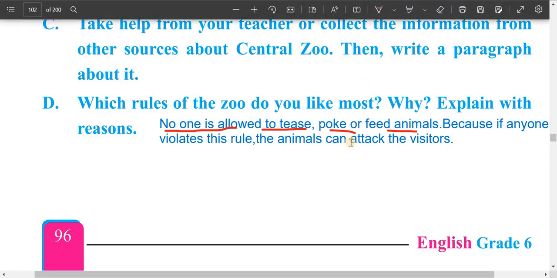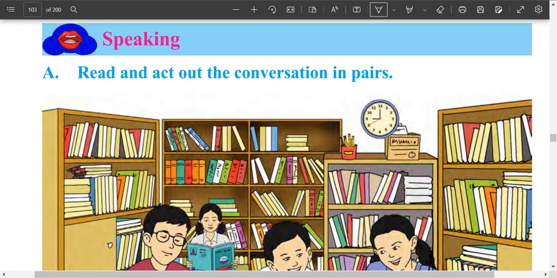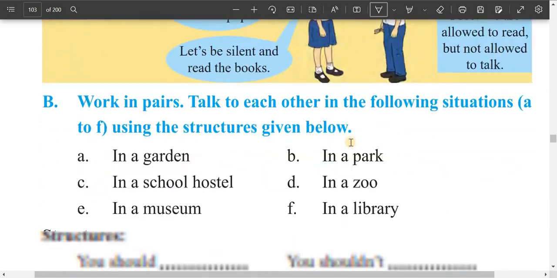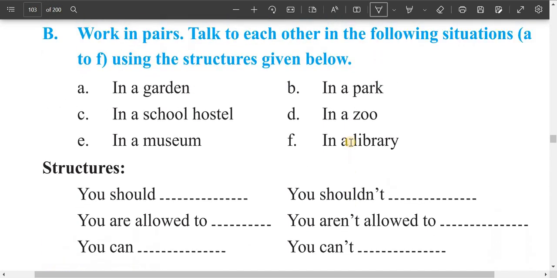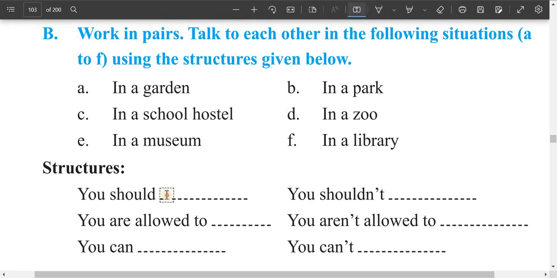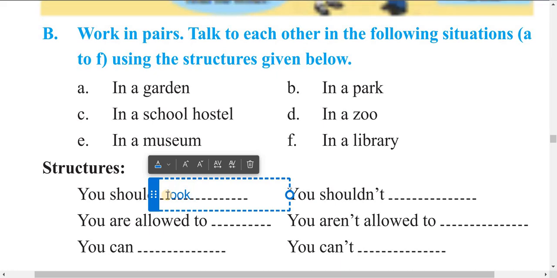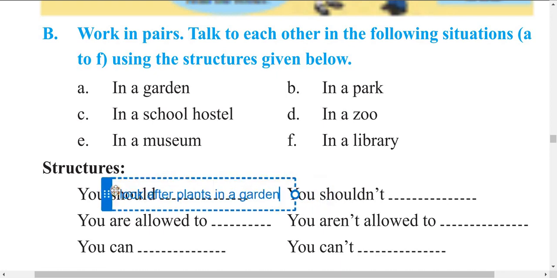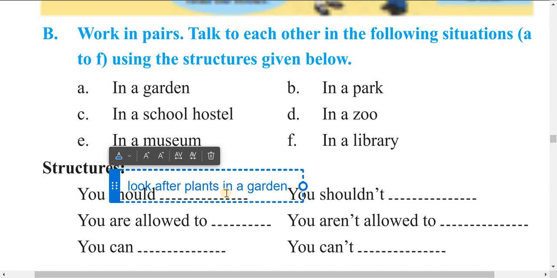Now, dear students, let's do the next one. Speaking: read and act out the conversation. So see here, I will do this one. We have to put a structure in a sentence. Look after plants in the garden. We should look after plants in the garden. Write down this way, students, I'll write for you. We should look after plants in a garden. Or we should take care of plants in a garden.